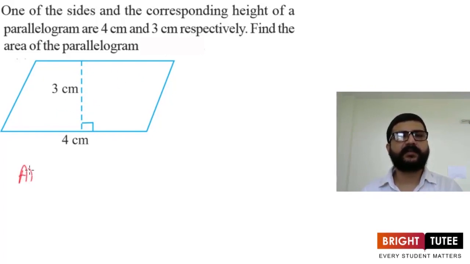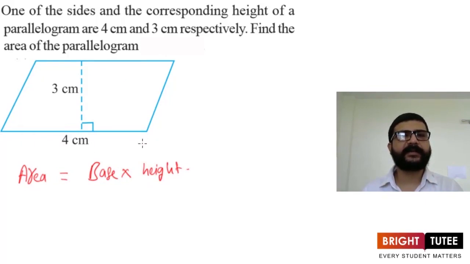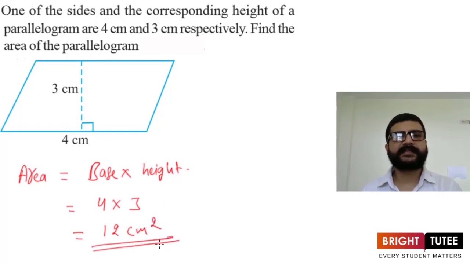As we know, area of a parallelogram is equal to base into height, or we can say base into corresponding height. So in this case we can take base as 4 centimeters. So the height will be 3 centimeters. So area will be equal to 4 into 3. That is equal to 12 square centimeters. So here is the area of the parallelogram.